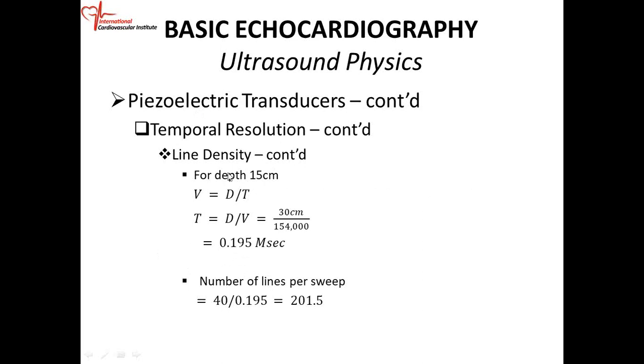Doing our same math at a scanning depth of 15 centimeters, the total distance traveled is going to be 30. So the time it's going to take for each of your scan lines is 0.195 milliseconds. Okay? And the number of lines per sweep is 40 divided by that. So by decreasing the sweep speed, you can increase the line density and hence increase temporal resolution.